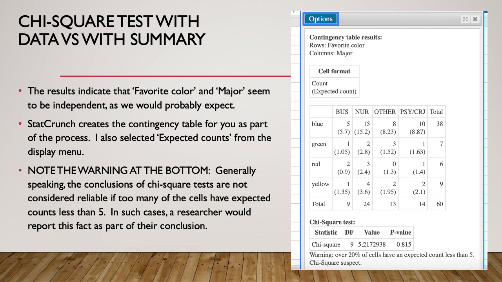Okay, so in a case like this where you don't meet that criterion, you would simply report that fact as part of your conclusion. Okay, so you might say, our test indicates that favorite color and major seem to be independent of each other, but our expected counts are not all at least 5, so we have less confidence in our conclusion than we otherwise would. And that's how you might state that.